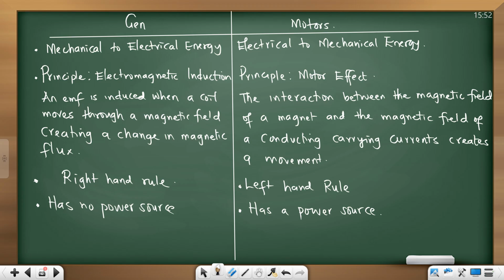God rules my life. Generators right, motors left. GRML. Okay, are we done? God rules my life. Generators right, motors left. Okay, can I move now?